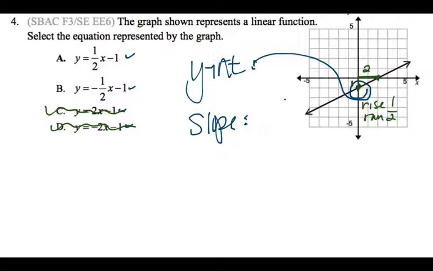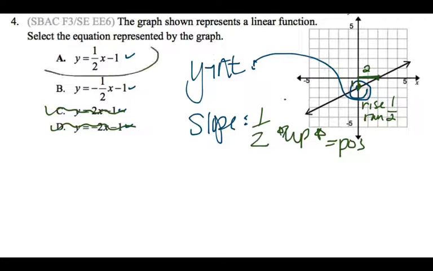The other thing, do you see how my line is going up? Because my line is going up, it's positive. So I know that A is the answer because it's positive 1/2. My rise was up 1, which is positive, to the right 2, which is positive. These are both positive movements, which gives me a positive slope.